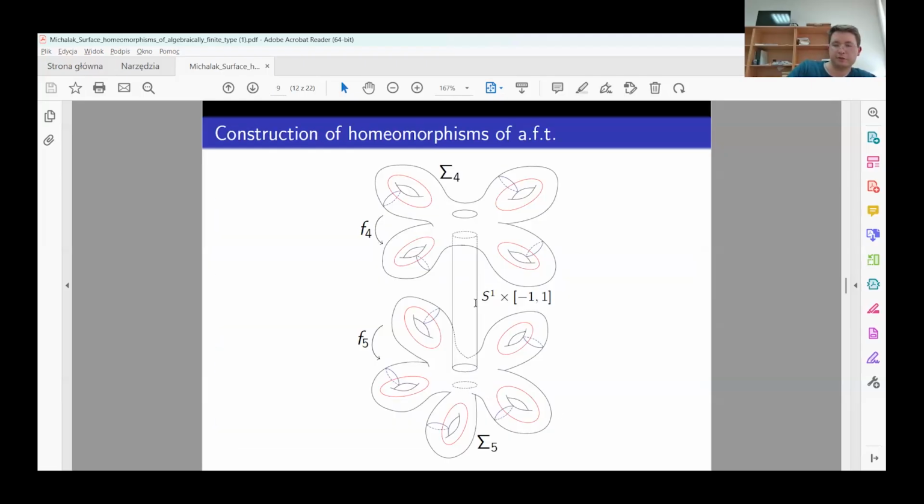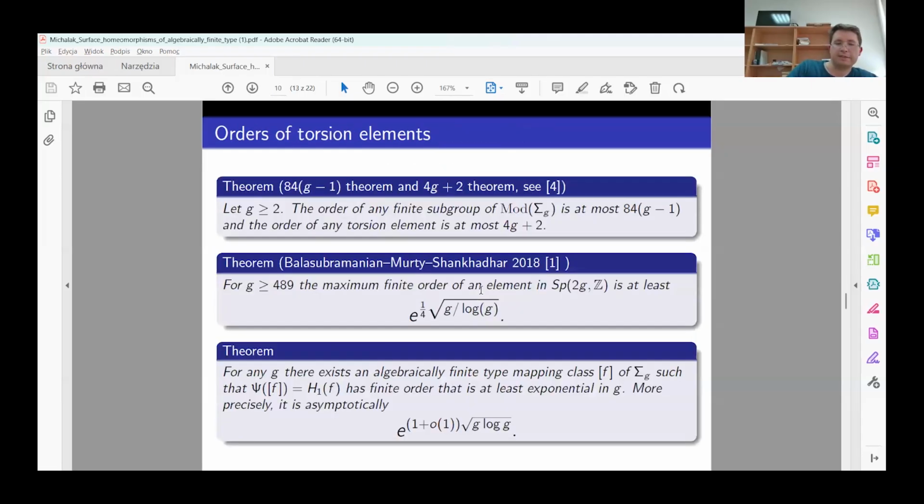But using this construction, we can provide the estimate on the largest order of the symplectic matrix we can get as the symplectic transformation induced by a mapping class of algebraically finite type. You will recall that for periodic homeomorphisms, such elements have order at most 4G plus 2, where G is the genus of the surface.